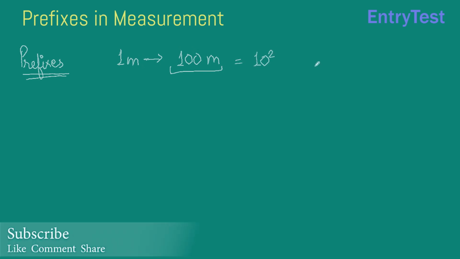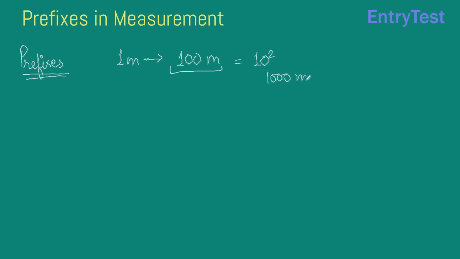So it's usually referred to on the basis of, as the base of 10. So for example, you have 1 meter and then there's a different quantity known as 100 meters. So there's another way of representing this, which is 10 raised to the power 2. Similarly, if you have a quantity, let's say 1,000 meters, which is equal to 1 kilometer, it is represented by 10 raised to the power 3.